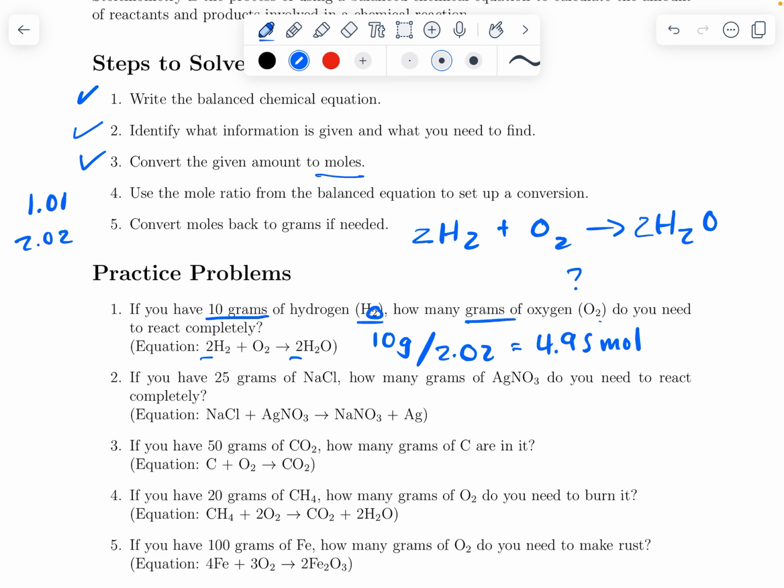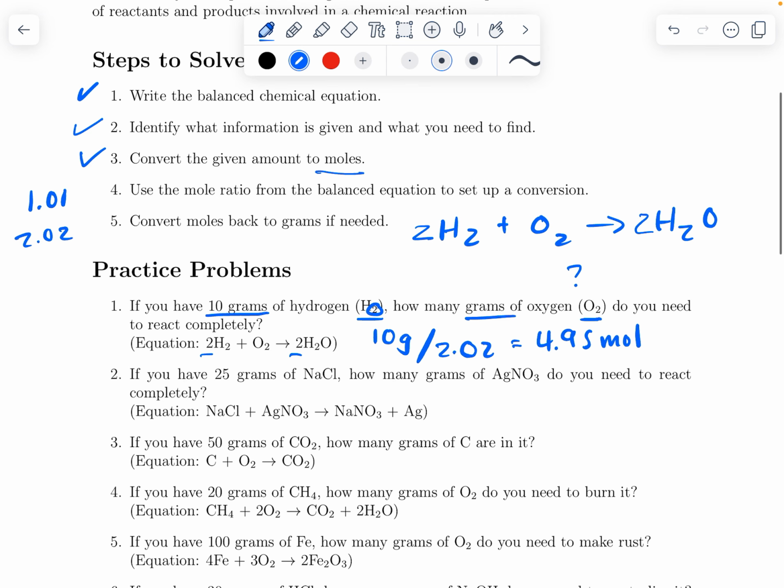Okay? Now we need to look at the ratio of the coefficients to find the mole ratio. And then since we're looking at oxygen here, the ratio is 2. And remember, if there's nothing written, it's 1. So that means for every 2 moles of hydrogen, we have 1 mole of oxygen. So to get how many moles of oxygen, we need to divide this by 2.